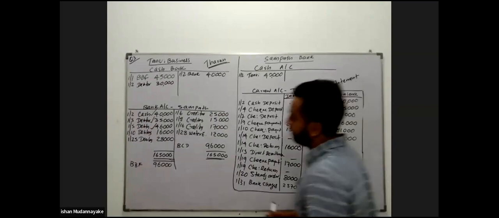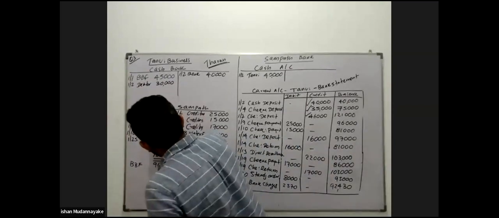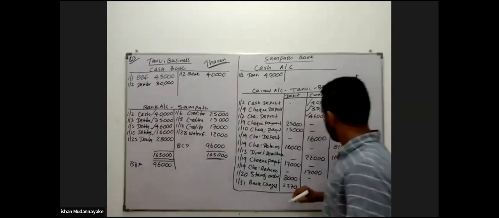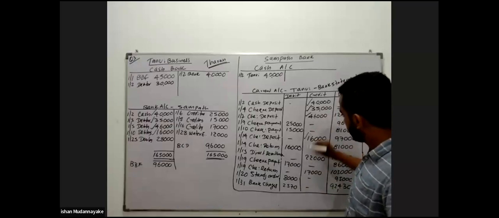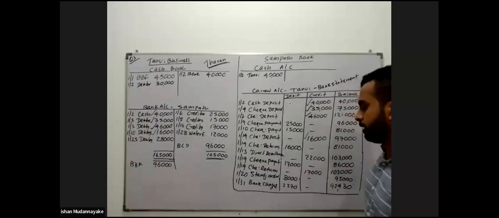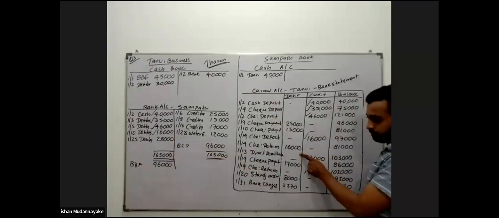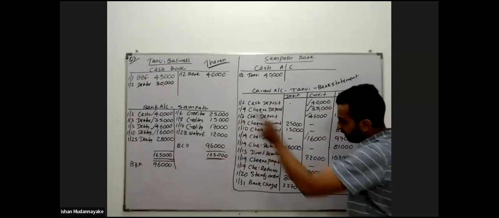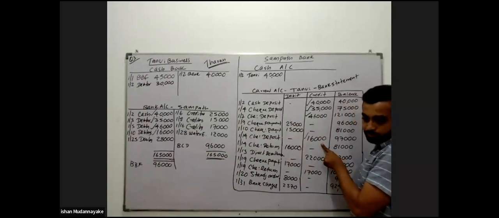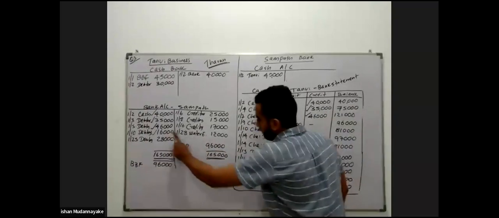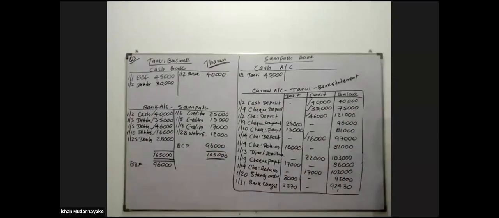Here, debit side 16,000, credit side 16,000. You deposited a check but it was returned. Here you have debited, the bank has credited. Then 16,000 and 16,000, please mark.